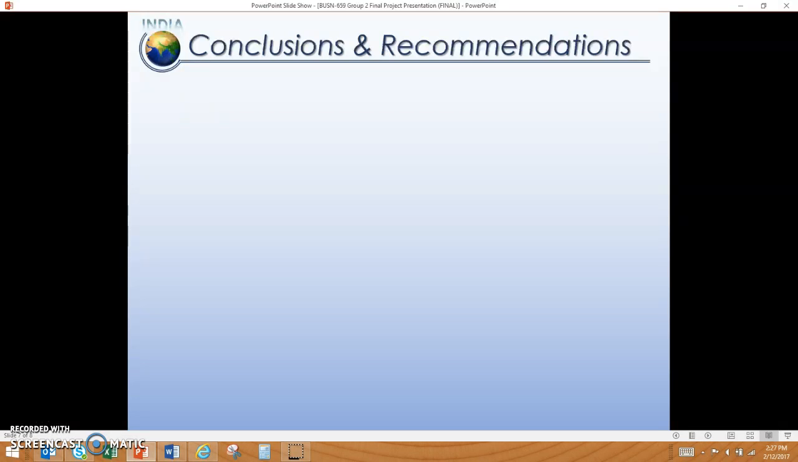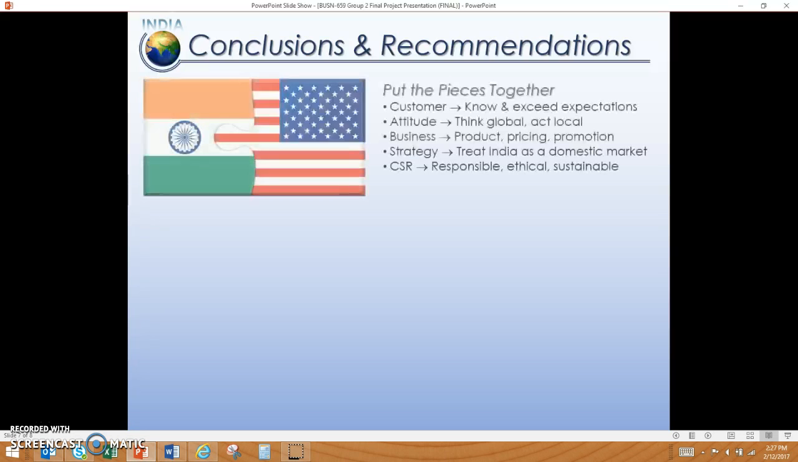Conclusions and recommendations. India is a challenging emerging market that requires foreign companies to bring their best game if they want to succeed. Winning in India requires deep understanding, attention to detail, tenacious effort, and a long-term focus. Companies such as Shared Squared are recommended to think in the following ways.